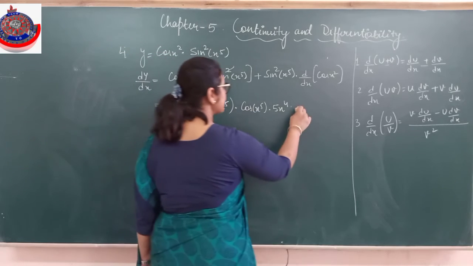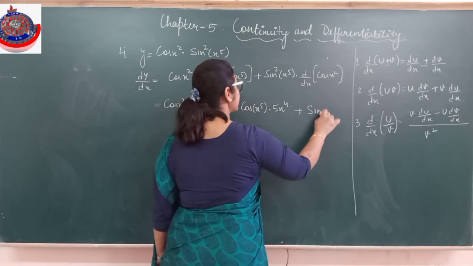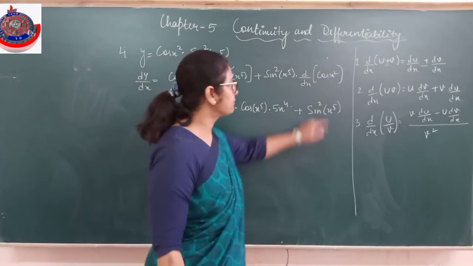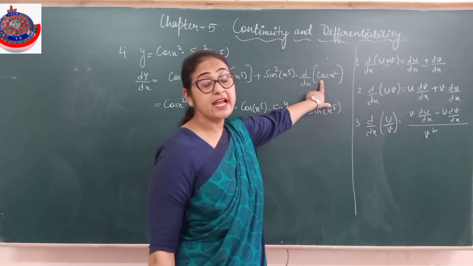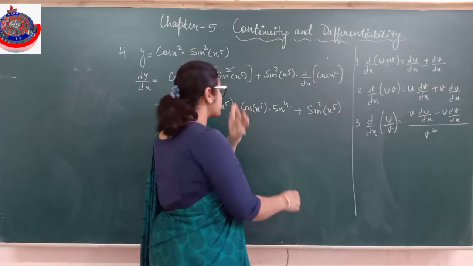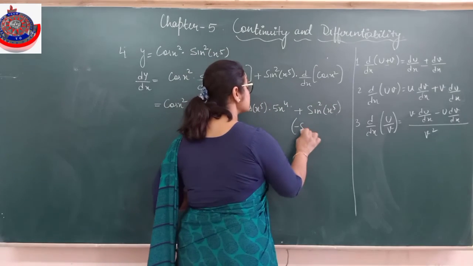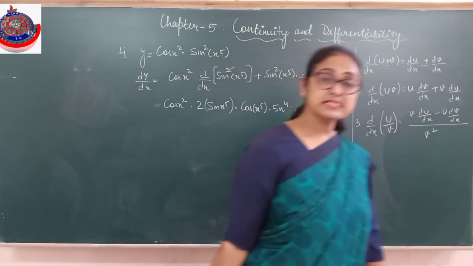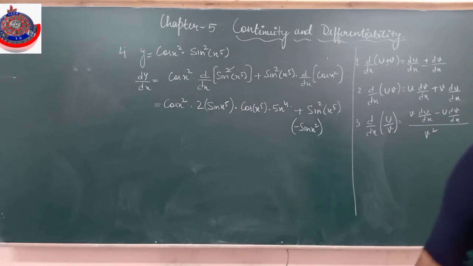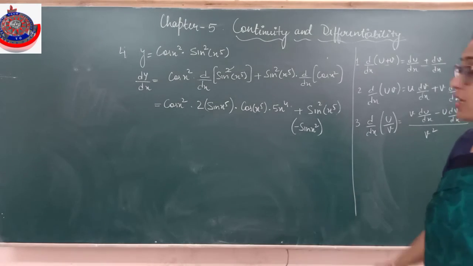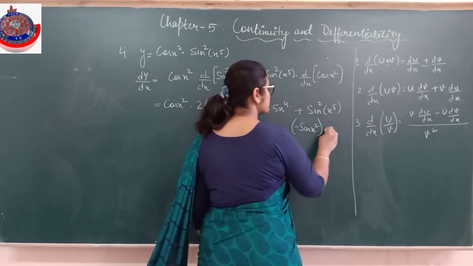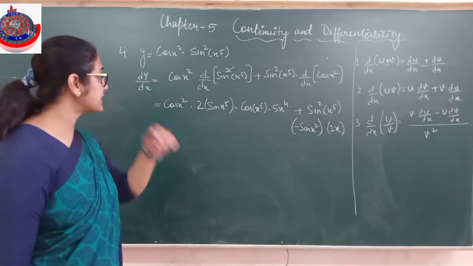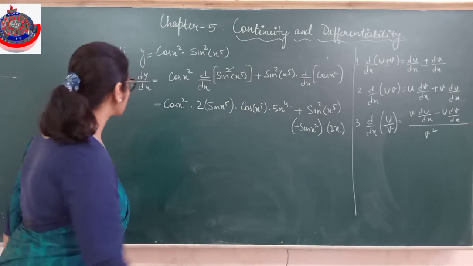Now similarly, this side plus sin square x5 as it is. Differentiation here: first, which do we differentiate? I differentiate cos. The differentiation of cos is minus sin. X square will remain x square because I am not touching that function. Into the differentiation of x square, that is 2x. That's it. Right?